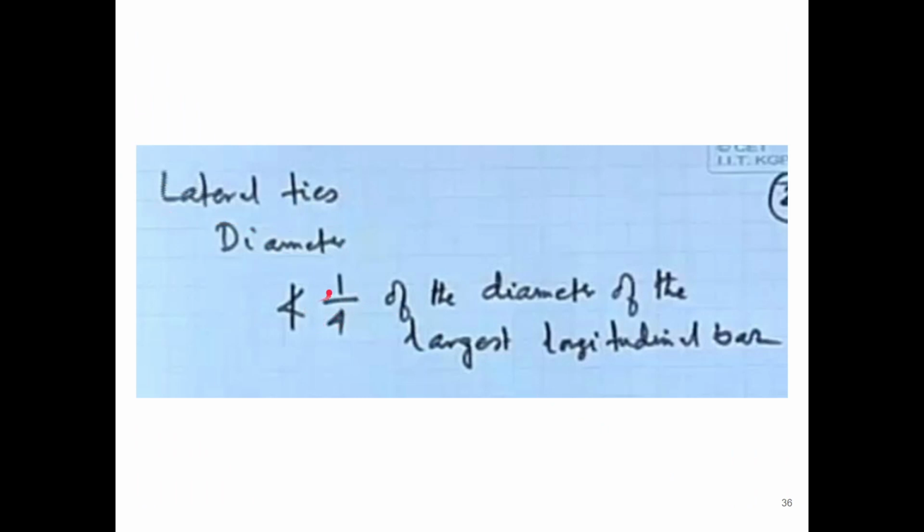So that should not be less than 3. But as you know, there are no rebars having a size of 3, so definitely we'll be using at least 6. So that's the condition we have to make use of for the case of lateral ties.